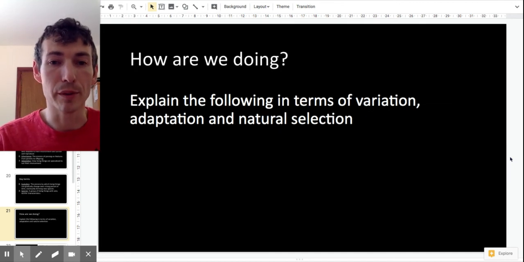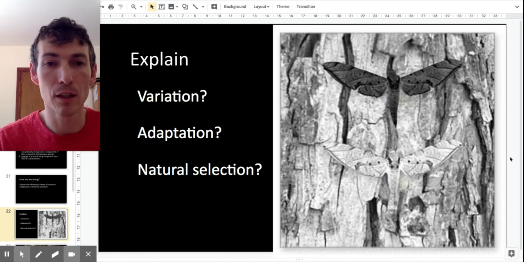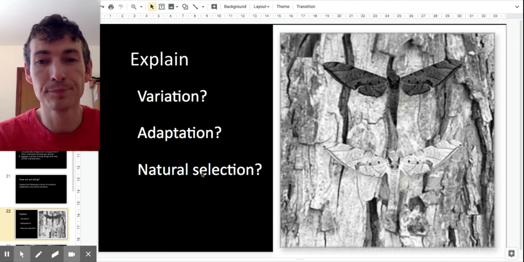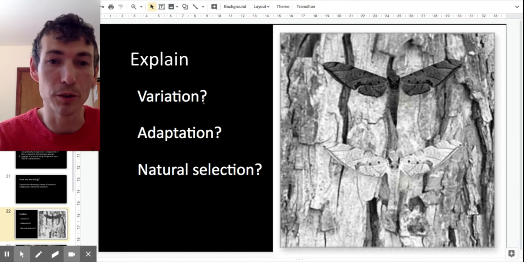So how are we doing? Let's see. Explain this picture now in terms of variation, adaptation, and natural selection. Pause it now, have a go at that. Right then, I hope you had a good go at that.